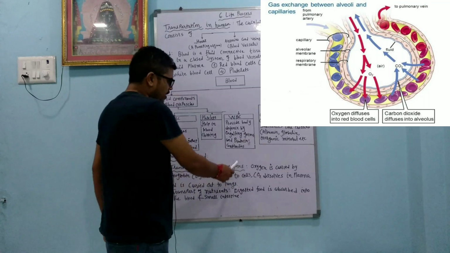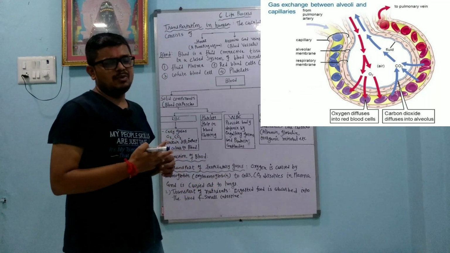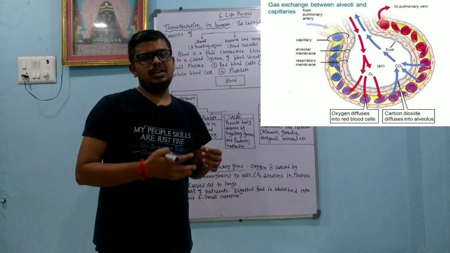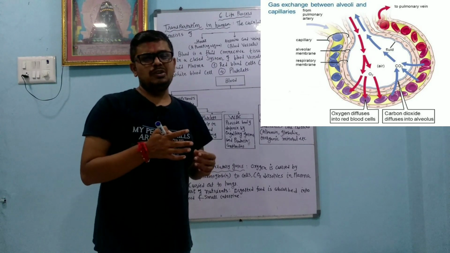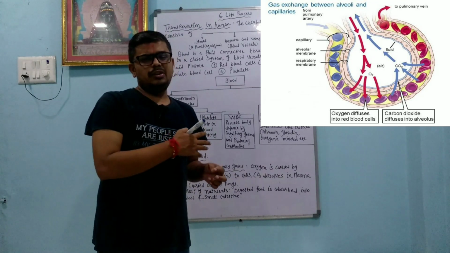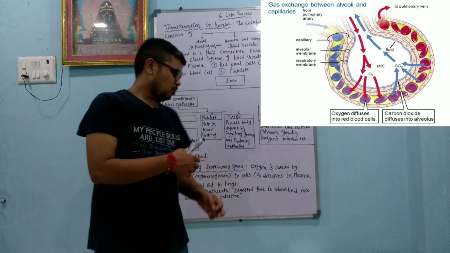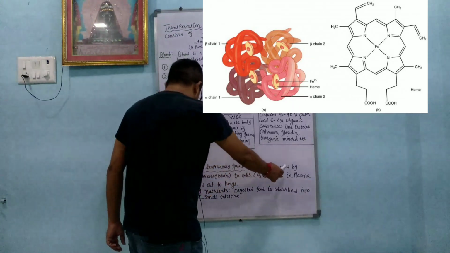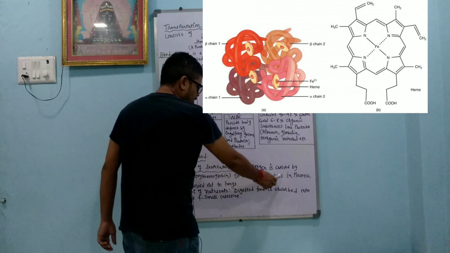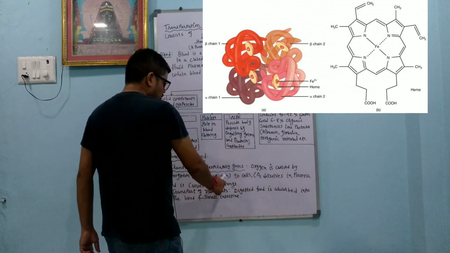Transport of respiratory gases. In respiration, two gases are important. One is oxygen, to get energy, and the respiration process produces carbon dioxide, which goes outside of the body. Blood plays the major role in both. Oxygen is carried by hemoglobin, forming oxyhemoglobin, to the cells. Carbon dioxide is dissolved in the plasma and carried to the lungs.